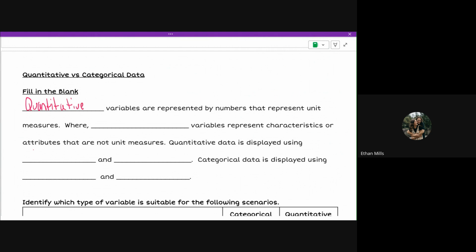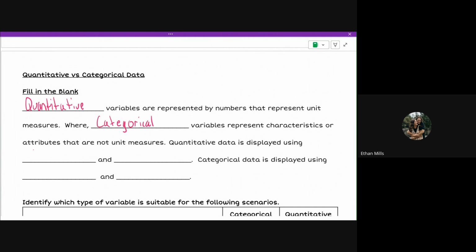Where blank variables represent characteristics or attributes that are not unit measures. So anything else that's not numbers, we call that categorical data. Okay?